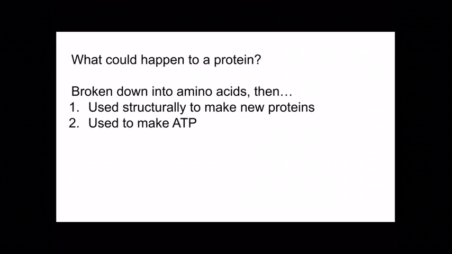Okay, so our last one is what could possibly happen to a protein when proteins are taken into cells. Of course, first proteins are broken down into amino acids, and it's actually amino acids that come into cells. The top priority that cells have when they are taking on amino acids is to use them to make their own new protein. So they have kind of a structural priority in cells. But if we are low on glucose, or low on triglycerides, or we have an overabundance of amino acids, then we can use amino acids to make ATP.